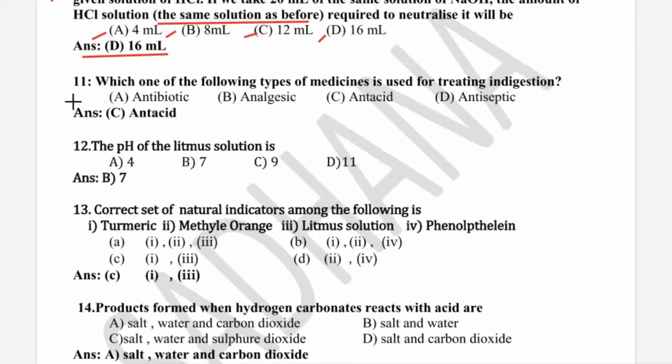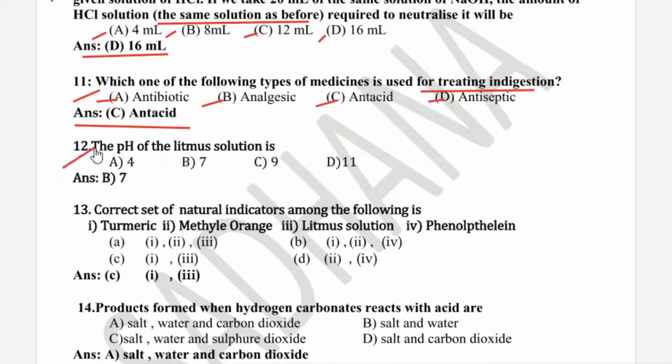Next question. Which one of the following types of medicines is used for treating indigestion? Options are antibiotic, analgesic, antacid, antiseptic. As we have studied in our chapter that antacids are used to treat indigestion. So option C will be the correct one here, antacid.